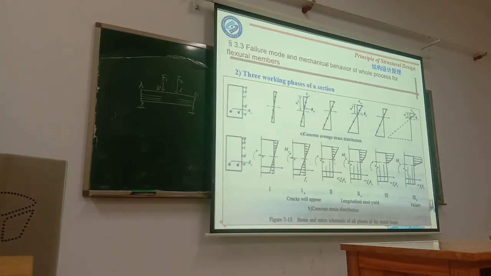And you see the distribution of the compression stress is no longer a straight line distribution. It's a curve distribution. So at this end of phase two, the reinforcement is nearly reaching the yield strength, and then the load increases. So what's the difference between the end of phase two and the beginning of phase three? What's the difference with this?